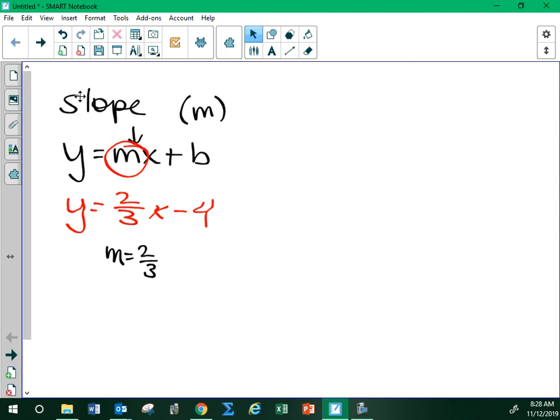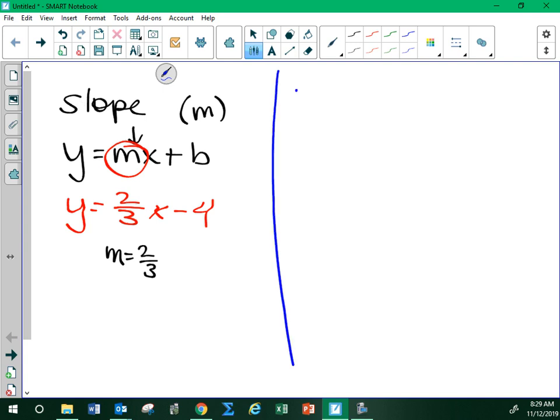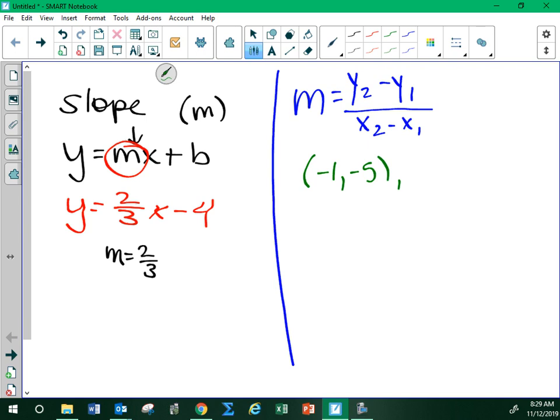Now, we have multiple ways that we can find slope. First of all, we can get it from our equation. Make sure you have your equation in y equals before you try to get your slope. It has to be in y equals. We also have the formula for slope, and that is y2 minus y1 over x2 minus x1. So what we have here is when we're given two ordered pairs. So I'm just going to make some up. Let's say I have -1, -5. And 3, -6.